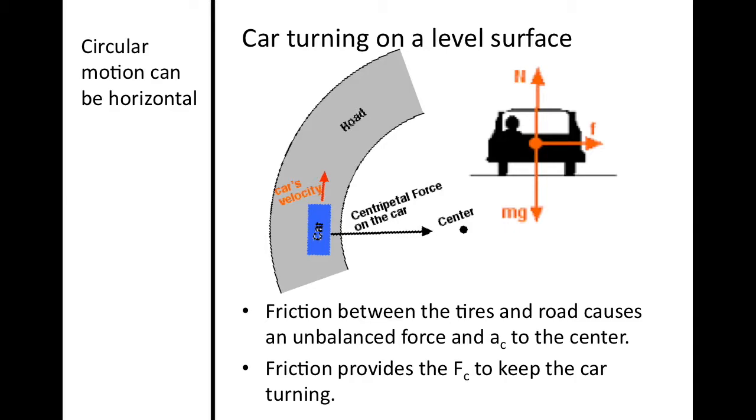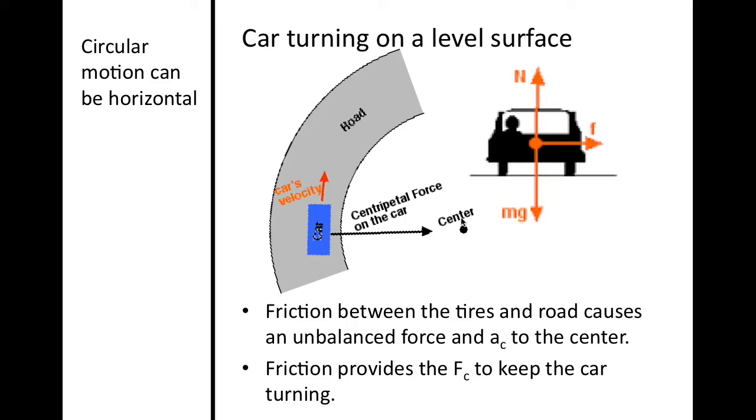Circular motion can be horizontal. For example, a car is turning on a level surface. When you're looking at the free body diagram, what you'll notice is that the forces acting on the car are its weight, which is mg, pulling down, and the normal force, which is denoted as N. However, we also denote that as the capital letter R, due to the road pushing up on the car. Both of these forces act vertically and have no horizontal component.